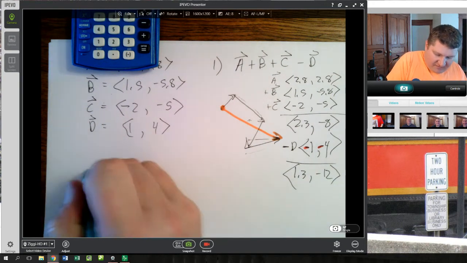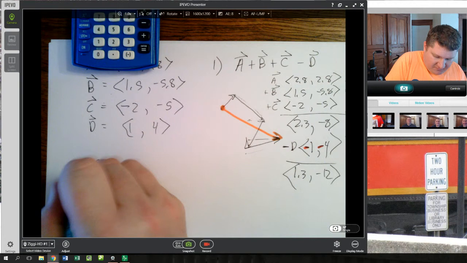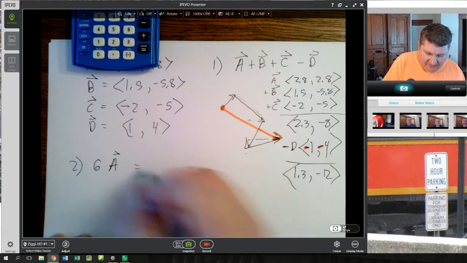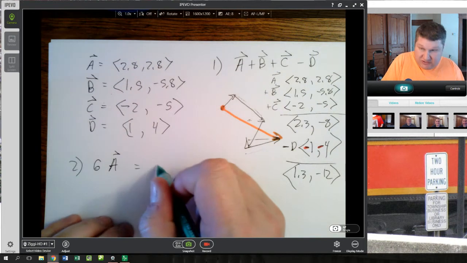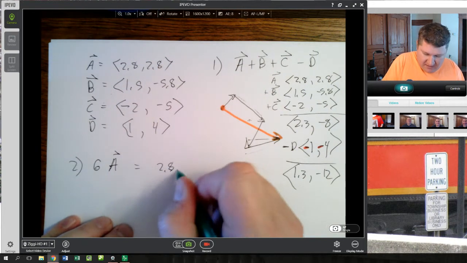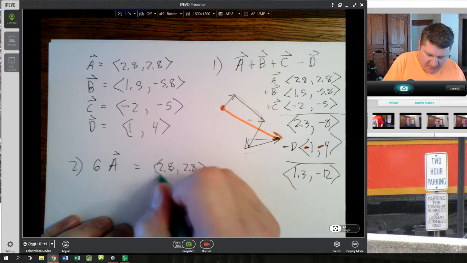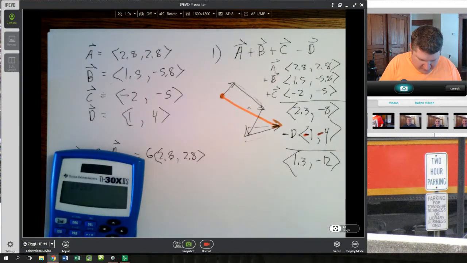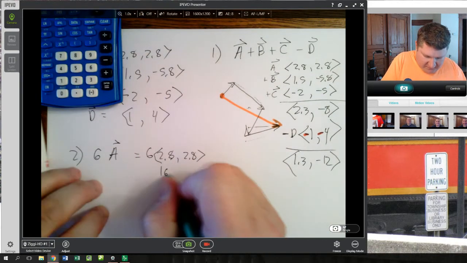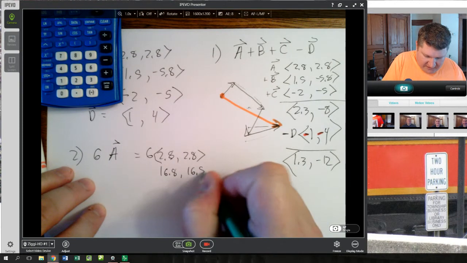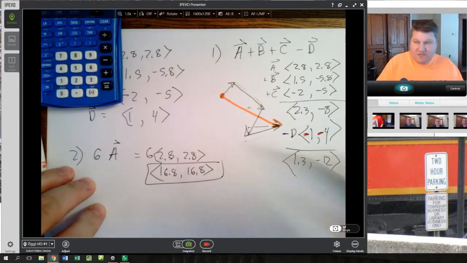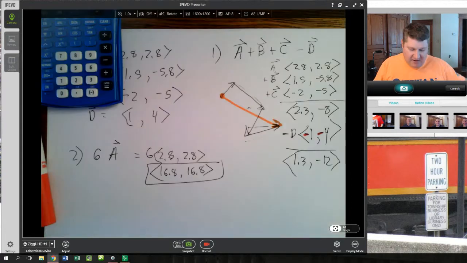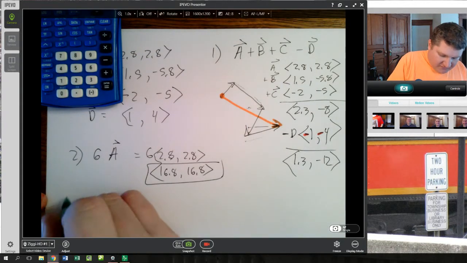If I have, for number 2, 6a, all I have to do is take the a, which is 2.8 and 2.8, and multiply it by 6. So I say 6 times 2.8. Answer is 16.8 comma 16.8. And there's my answer. The component forms may take a little longer to get, but they're actually very easy to do. So here's what I want you to do.